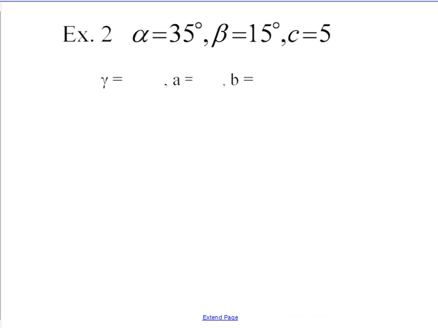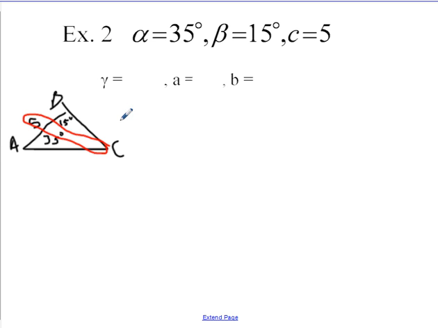Alright, let's look at this next one. So let's see here. We're going to draw our triangle again. A, B, and C. Alright, so then let's see. Alpha is 35 degrees. Beta is 15. And C is 5. So in this example, what I'm looking for is a side length and its opposite angle, which you can see we don't have yet.